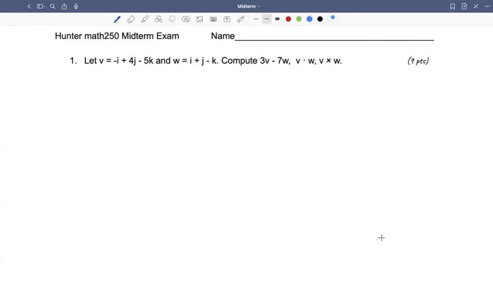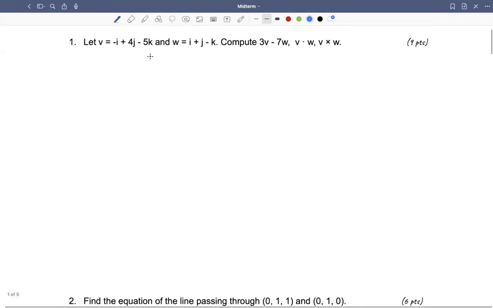Okay, let's work out the midterm. Let's see the first question. We're given V. Personally, I like the point formula, so I get (-1, 4, -5), because I don't have to keep writing i, j, k. And W equals (1, 1, -1).